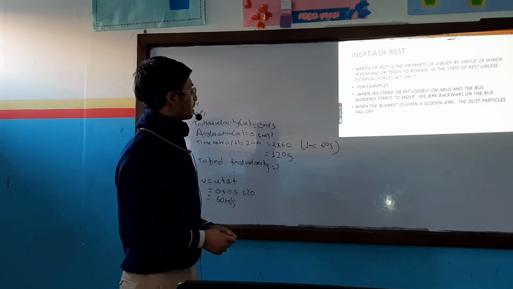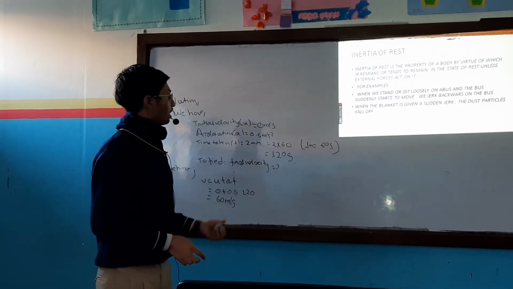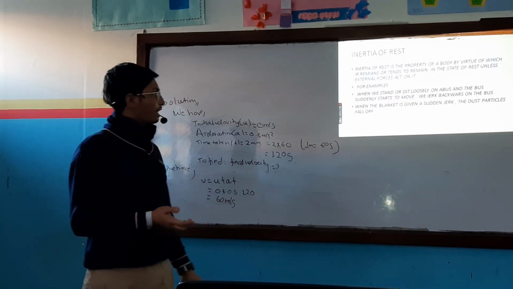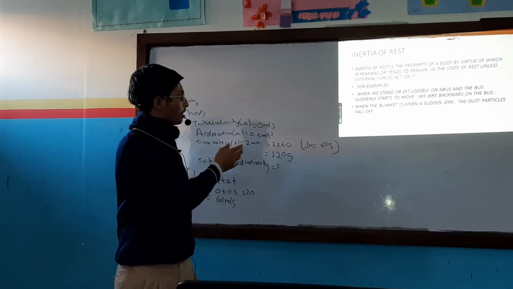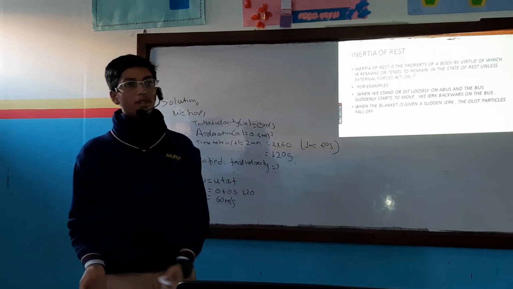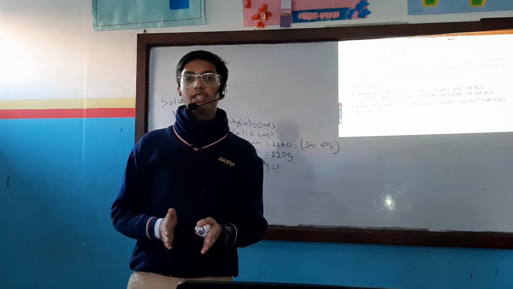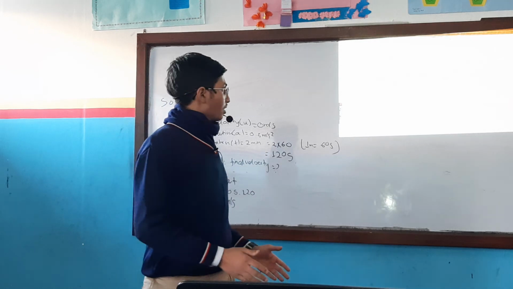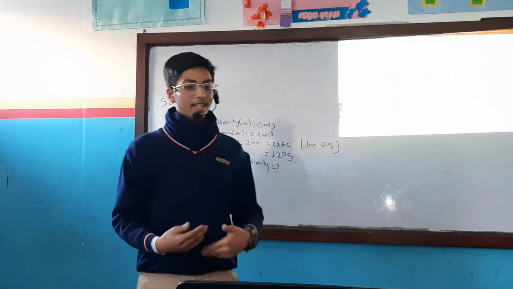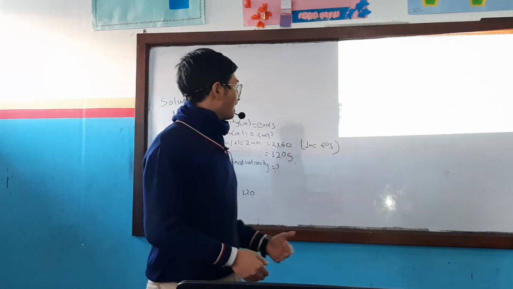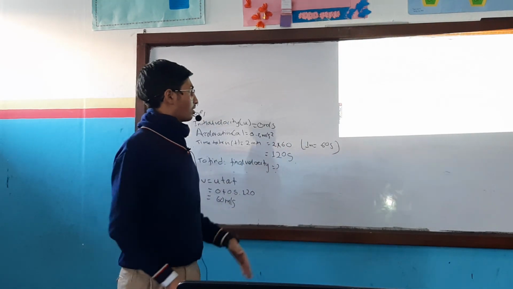Some examples of inertia of rest are, when we stand or sit loosely on a bus and the bus suddenly starts to move, we jerk backward. This is because of the inertia of rest: our legs are at rest, but the bus is in motion, so we feel backwardness. Likewise, the next example is when a blanket is beaten or given a jerk, the dust particles fall down, because the dust is at rest but the blanket is in motion.